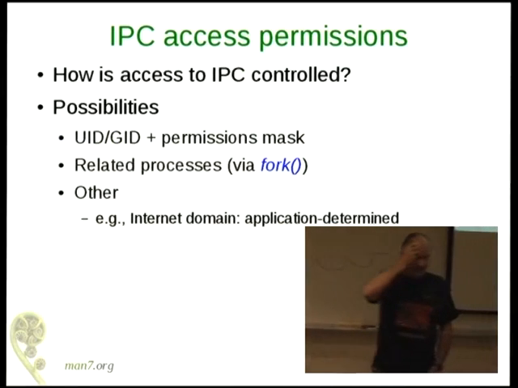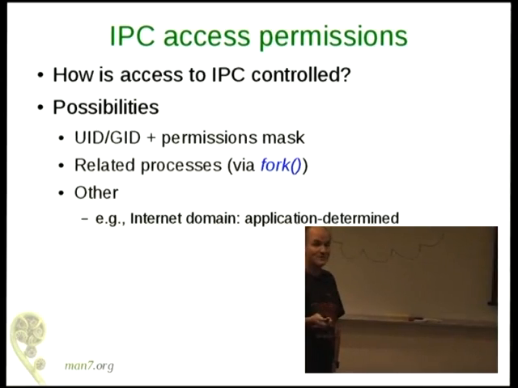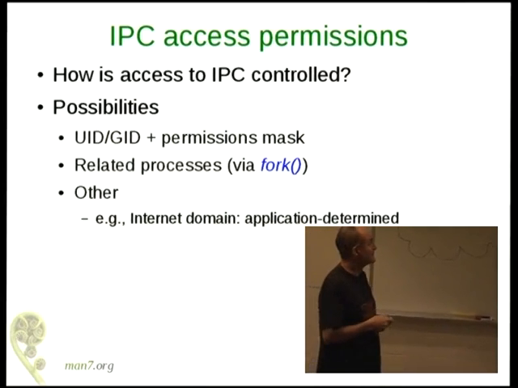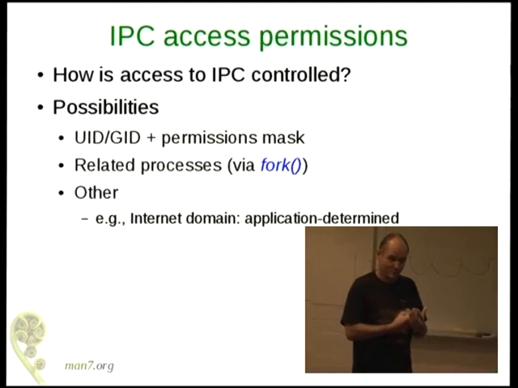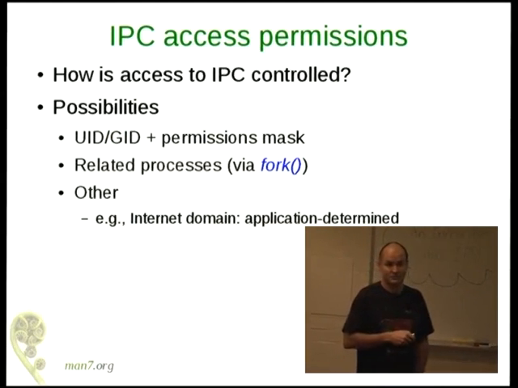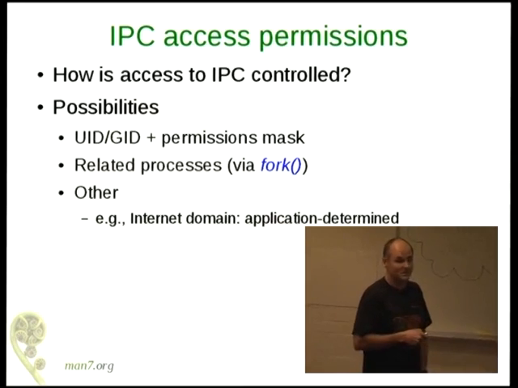Another discriminating factor for why you might choose a particular IPC mechanism is how access to the mechanism is controlled. Well, there are various possibilities. It could be based on user and group IDs and a permissions mask. It could be based on whether the processes are related via fork, or it could be something determined by the application, for instance, which is what happens with internet domain sockets.